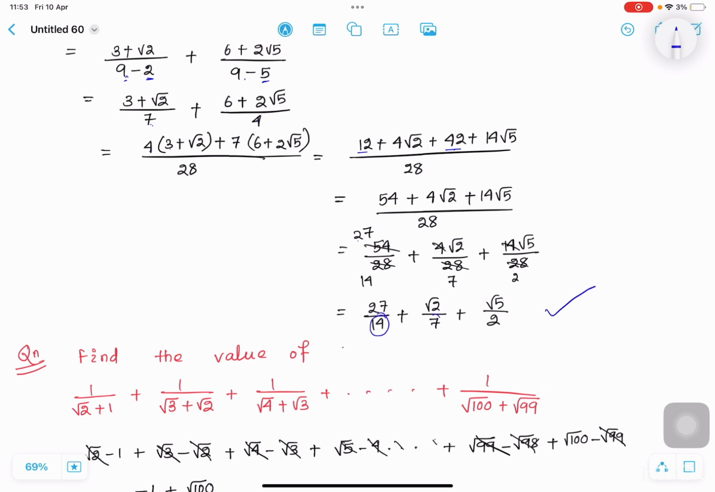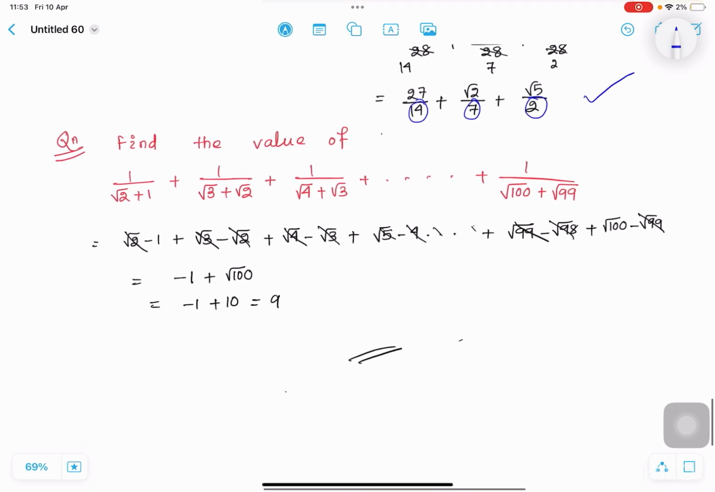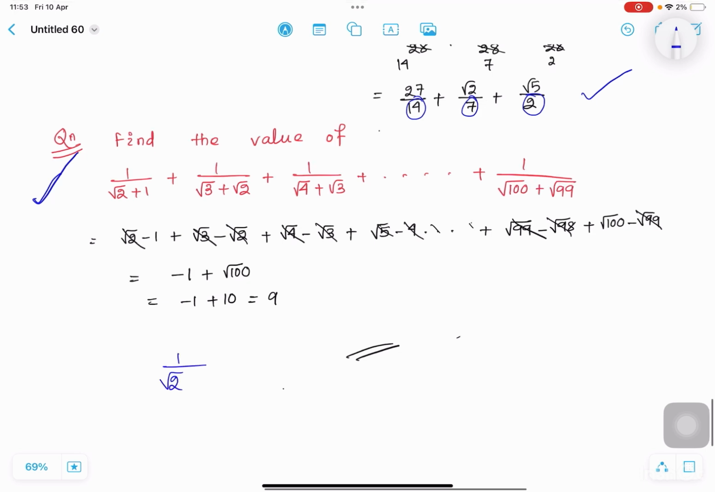See, the denominators 14, 7, 2 are all rational numbers. Now, find the value of this question; this is a tricky one. See, 1 by root 2 plus 1. If I rationalize this one, what do I have to write? I have to write root 2 plus 1 into root 2 minus 1, and 1 into root 2 minus 1.